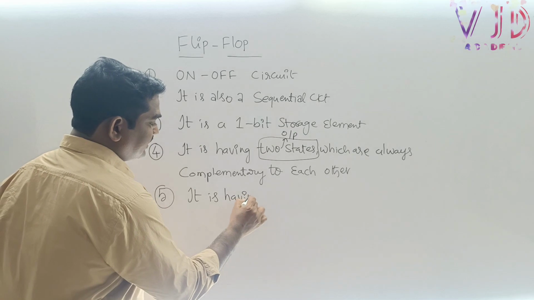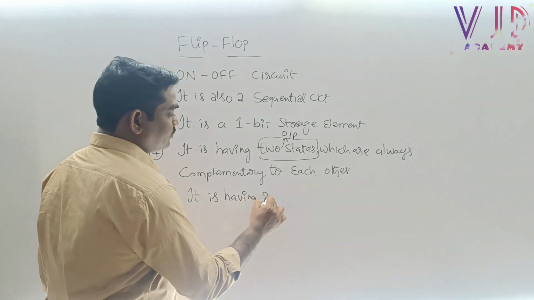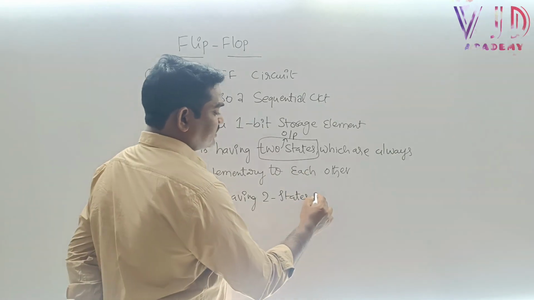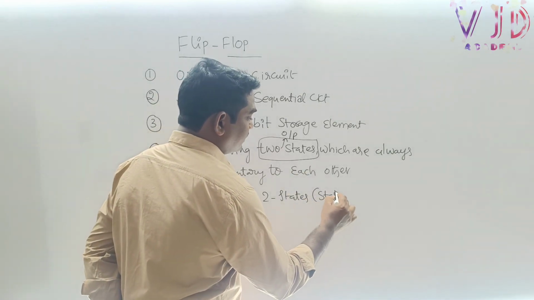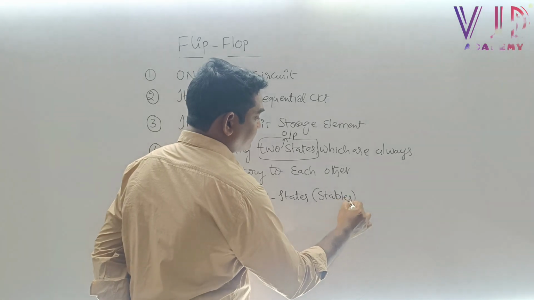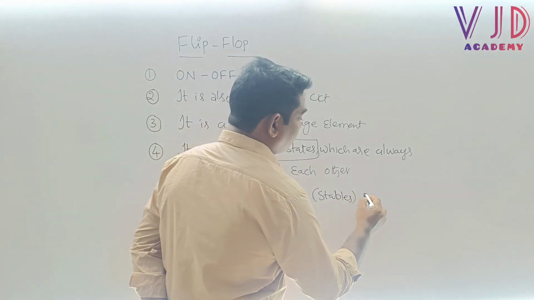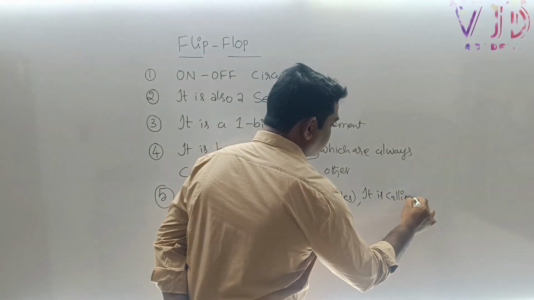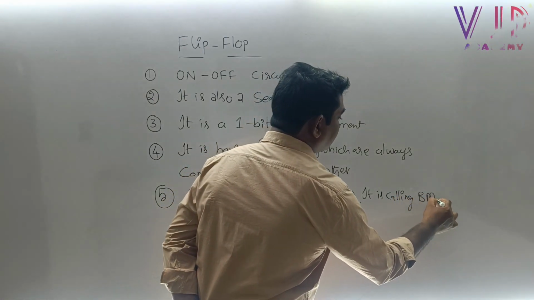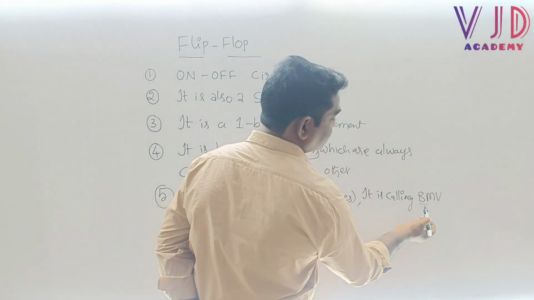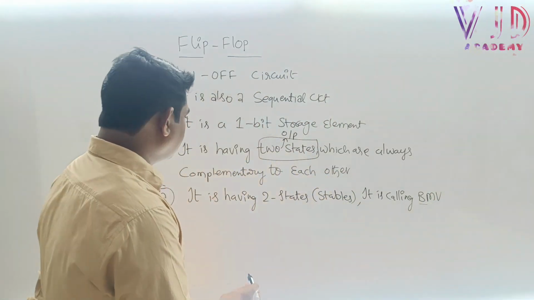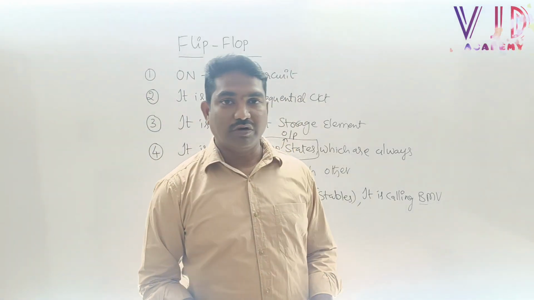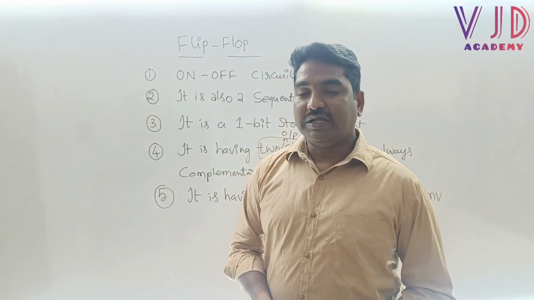And coming to the fifth point, it has two states. As I said earlier, it has two states. We can also say that these two states are stable states, so it is called a bistable multivibrator. Bistable means both are stable states. Since it has two stable states, we call it a bistable multivibrator.